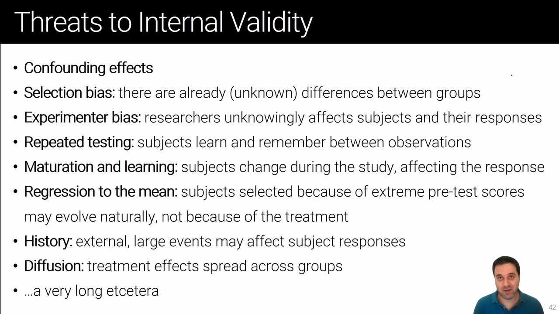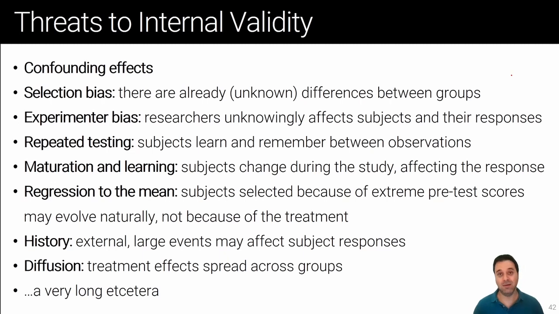There's diffusion effects, in which whatever effect we observe in one treatment is actually spreading across the other groups, for example, because there's interaction between the subjects in the groups. And there's a very, very, very long etc. When we talk about internal validity.